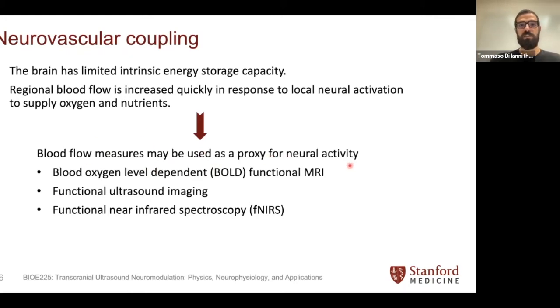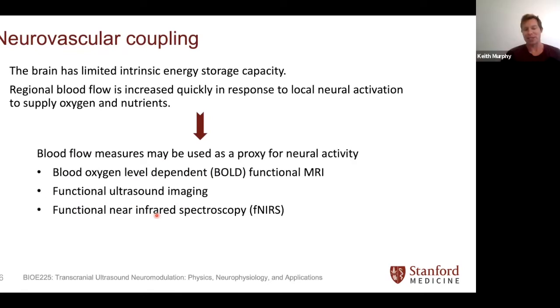And this is at the basis of also blood oxygen level dependent or BOLD fMRI, of course, functional ultrasound, functional near-infrared spectroscopy. So all the neuroimaging modalities that rely on neurovascular coupling and use some sort of blood flow measures to track neural activity.